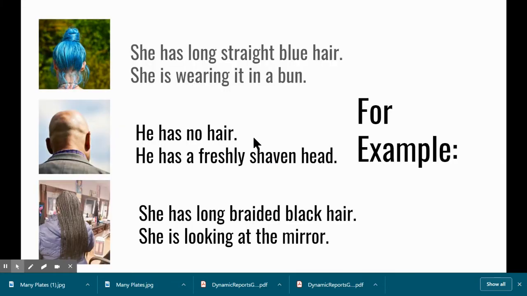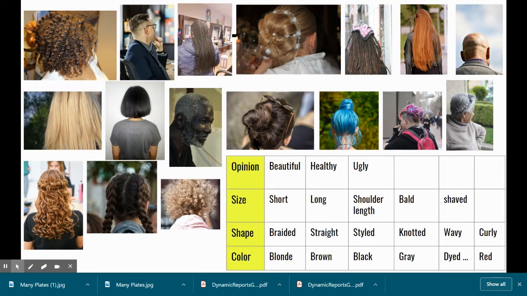So we're going to talk about hair first, and we could see here some examples. So we have this woman here, and we could say she has long, straight blue hair. And we're putting those in order, right? Or we can say the man, we say he has a freshly shaven head in order. Or we can look at the lady at the bottom. She has long braided black hair, right? All in order.